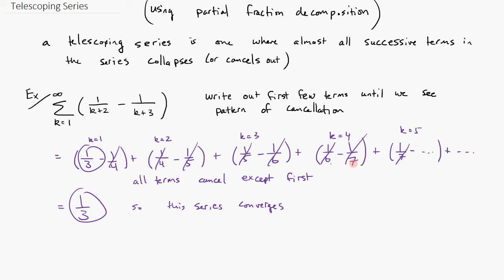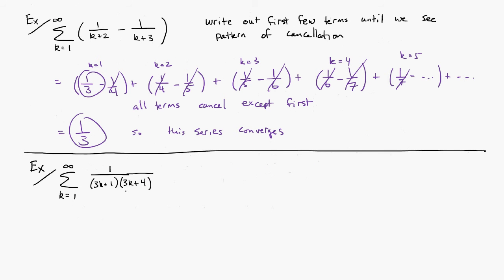And so this is typically going to be the pattern of the telescoping series. Again, you write out the first few terms and then see which of them cancel out. So let's take a look at another example. The next example we'll look at is this series here. You see that the form of the series is slightly different. It's written as a single fraction instead of the sum or difference of two fractions.